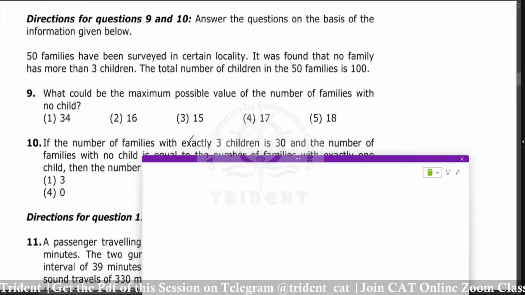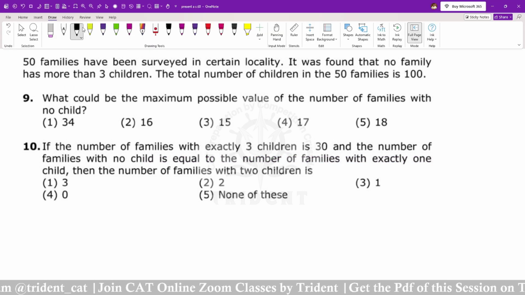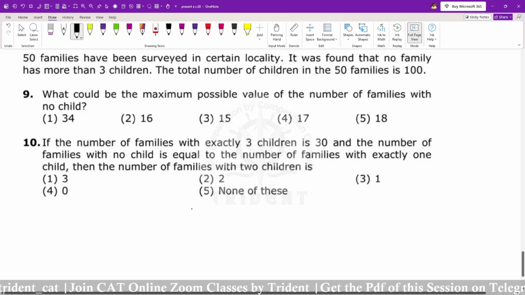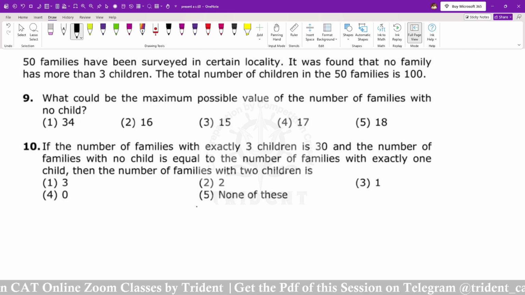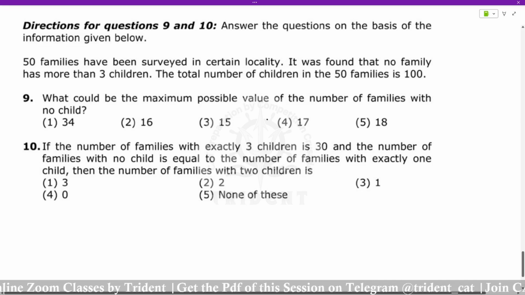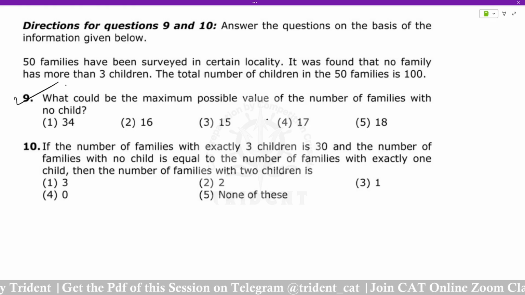All right, so this is question number 9 and 10 now. Interesting question. That's why I've taken a separate sheet of paper, because I need to draw also. 50 families, with exactly one child, exactly 2 children, and exactly 3. And no family has more than 3 children. Okay, so that is an interesting part. Let us try to answer the first question, which is this one. What could be the maximum possible value of the number of families with no child?